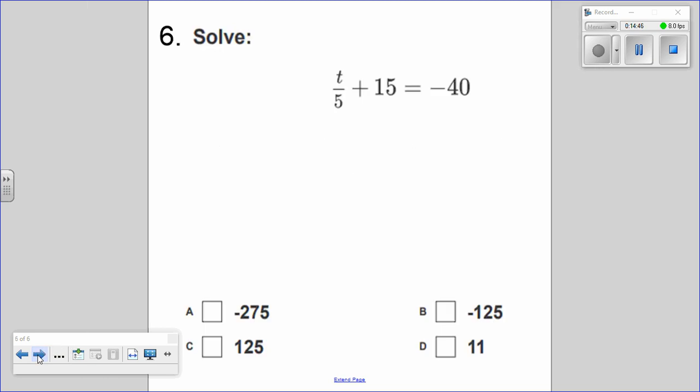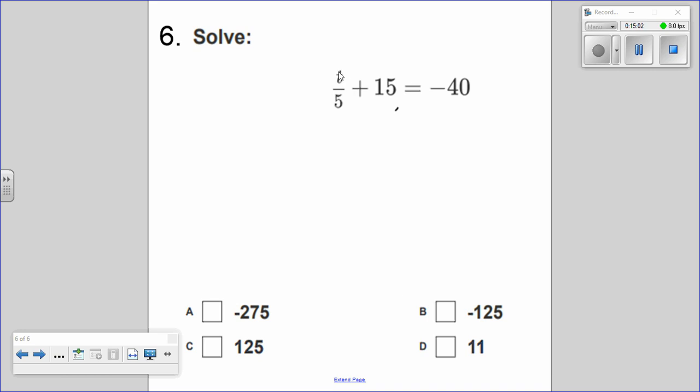Let's look at the last question. Question number 6 says solve t divided by 5 plus 15 equals negative 40. So remember, when you get a two-step equation like this with a variable, the variable represents an unknown number.